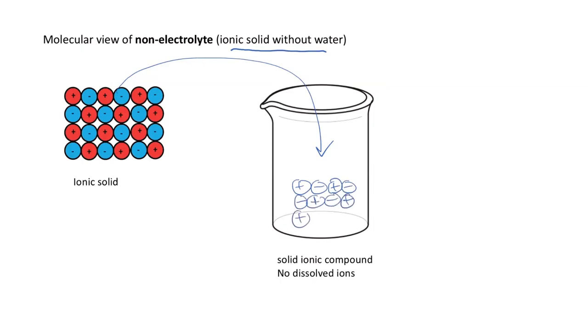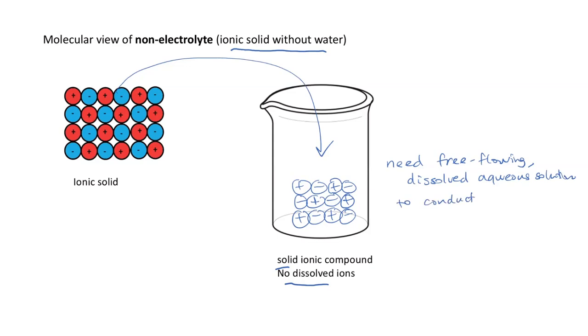It was a solid before you put it in the beaker, and it's still a solid after you put it in the beaker. So that's a solid ionic compound, and you have no dissolved ions. So you need free-flowing ions, or they are dissolved ions. That's a dissolved aqueous solution. And you need those to conduct electricity. If they are not free-flowing, if they are all still stuck together, this is not going to conduct electricity.